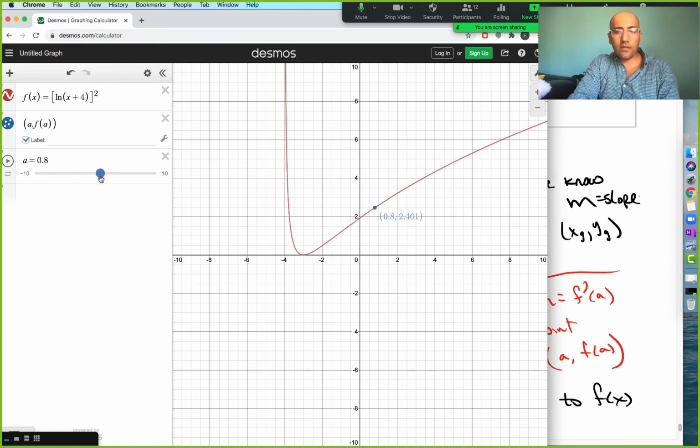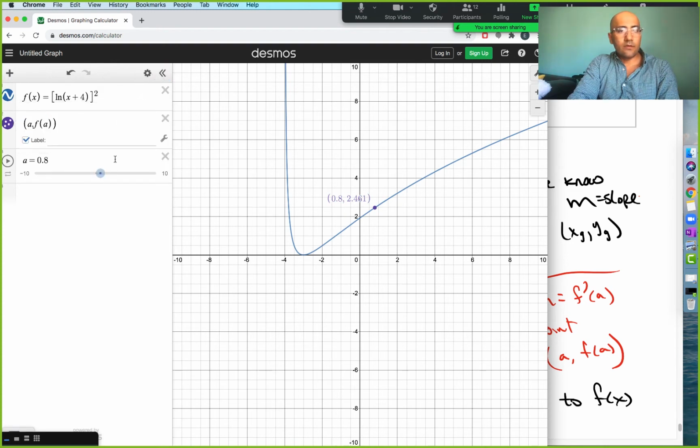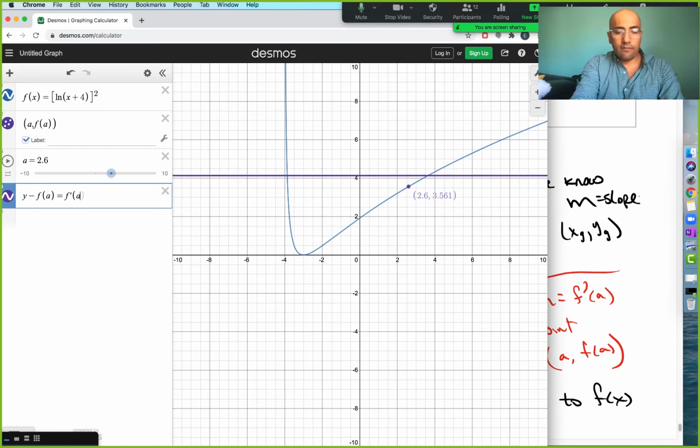And you know what? I'm going to change the color since I usually like to put red as my tangent. So let's put this in blue, and let's put this guy in red, and let's put it in purple. Okay, there we go. So the little purple dot is traveling along the curve f of x. Good. Okay, and now we're going to type in that equation we found for the tangent line. y minus f of a equals the slope, which is f prime of a, times x minus a.